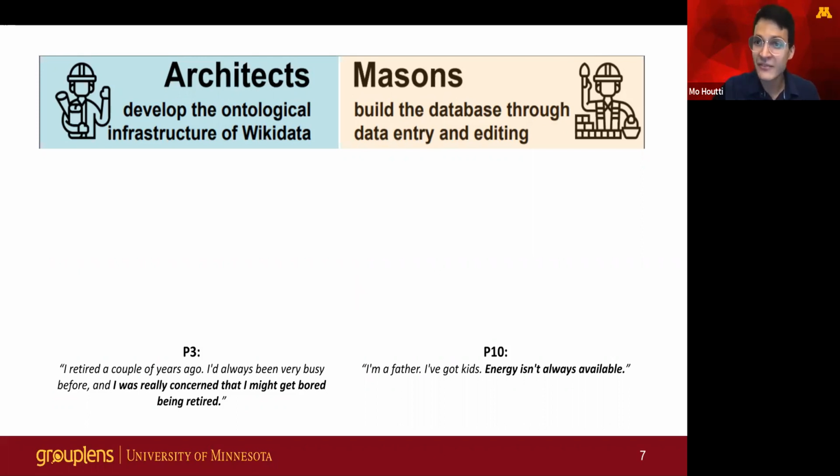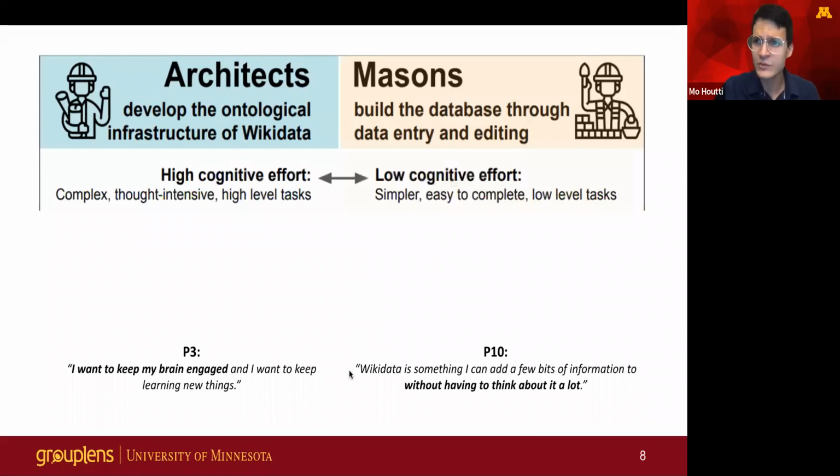P10, on the other hand, is a father. He has young children. He has a full-time job and a career. And so energy isn't always available when he's doing his Wikidata editing. And so one of the ways in which this causes them to differ is in the level of cognitive effort that they want to expend.